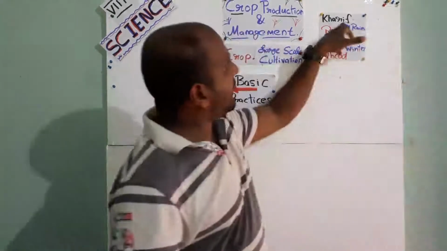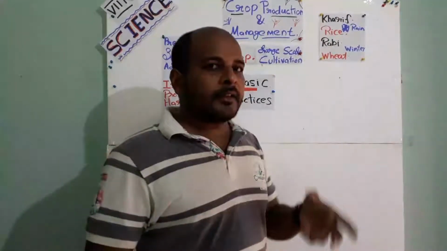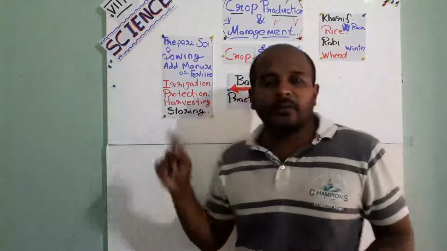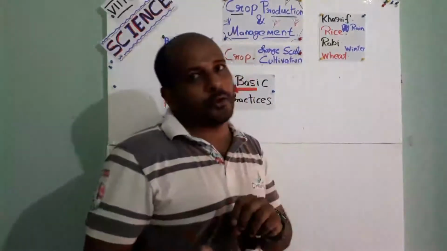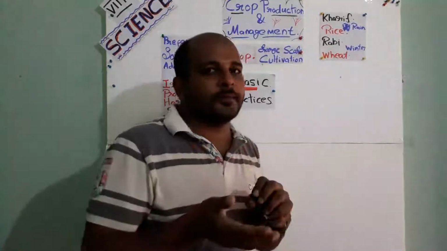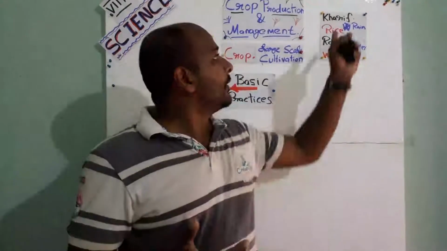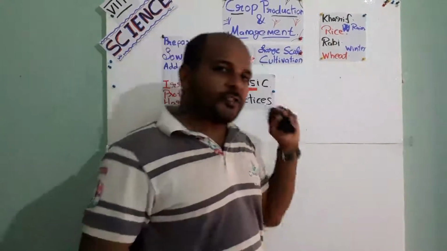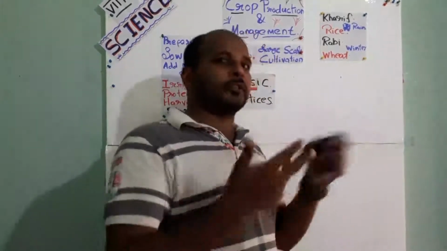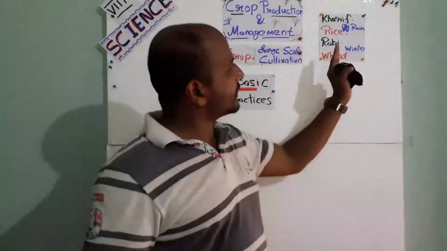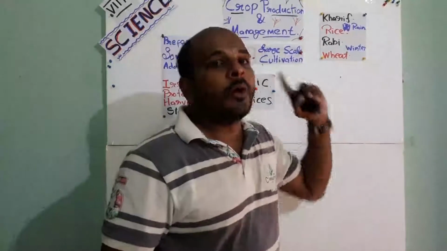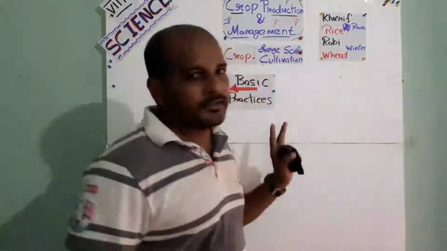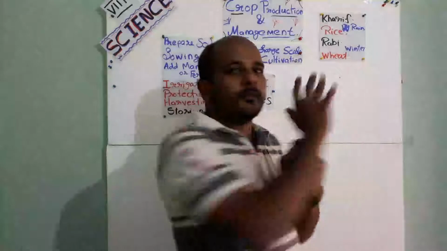In the case of Kharif, the seeds are sown during June and July and harvested during September and October. Mostly 6 months are needed to harvest rice. The same thing about Rabi, the winter season. The seeds are sown during October or November and harvested during March or April. That is called Rabi crops. The best example is wheat.